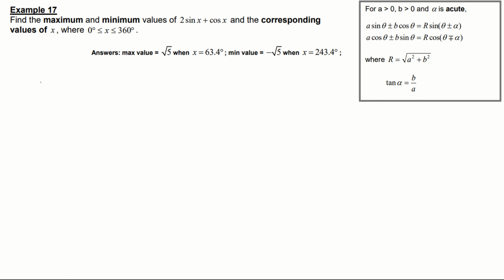Okay, let's take a look at example 17. Now, in example 17, the question is phrased slightly different. So in this case, they're looking for the maximum and the minimum values of this. Now, what happens is that we're going to rewrite this using our formula. We're going to change it into a single trigonometric term.